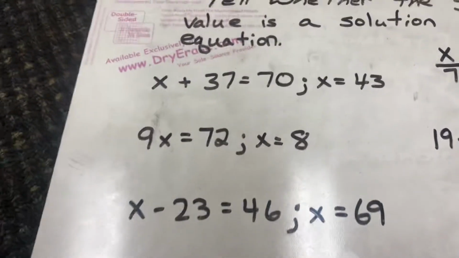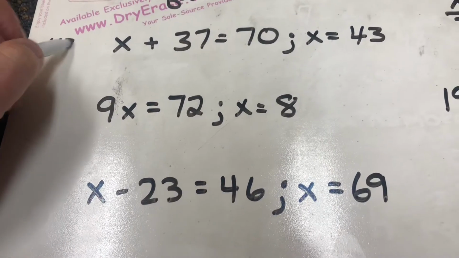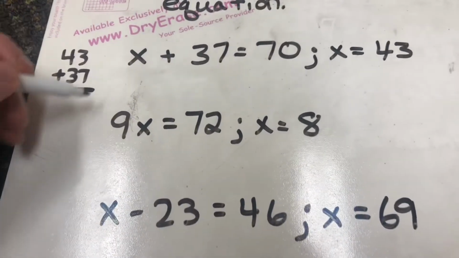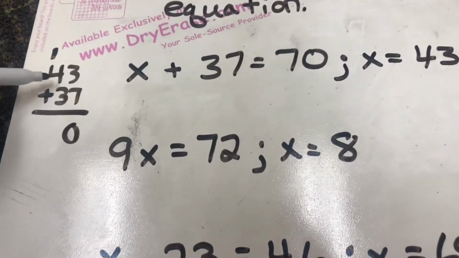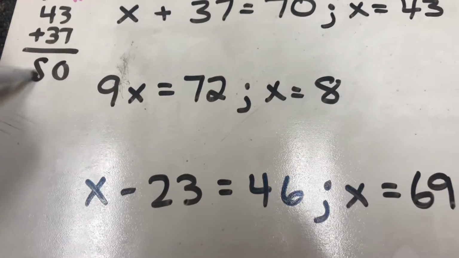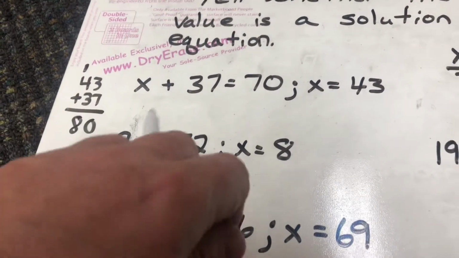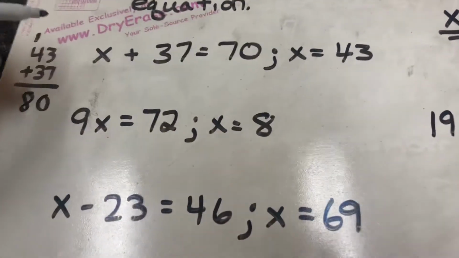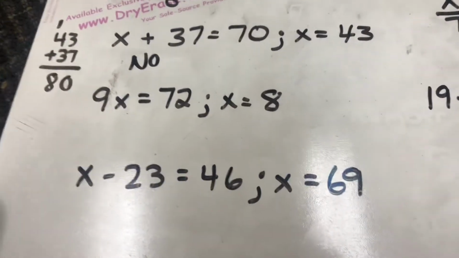So all we're going to do is plug in 43 for x, and we're going to come over here and do 43 plus 37. Well, 3 plus 7 is 10. Put the 0 down, carry the 1. 1 plus 4 is 5, plus 3 is 8. I get 80. Well, x plus 37 does not equal 80. It says it equals 70. So x cannot equal 43, which means that's a no. And that's all you write, is yes or no.